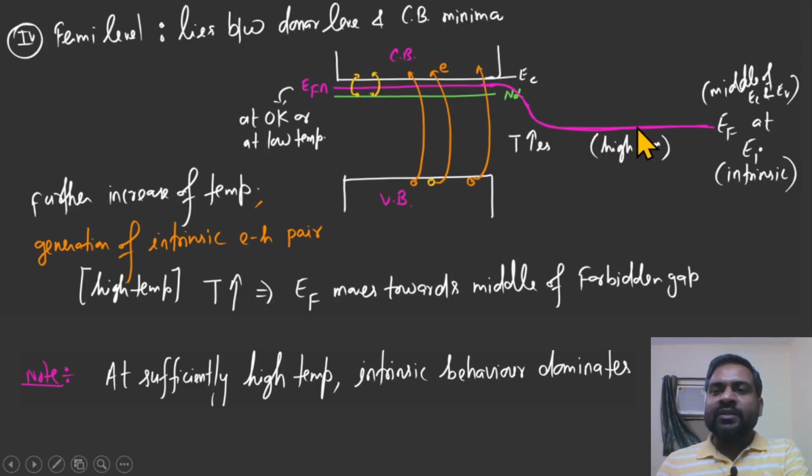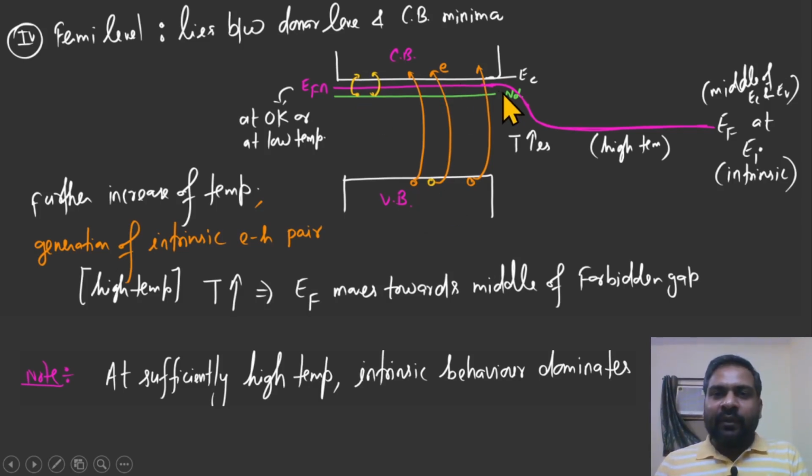Why is it shifting towards the center of the band gap? Because if we increase the temperature to a sufficiently high level, a large number of electrons will be generated from the valence band. That makes electron-hole pairs. That is, if an electron goes from the valence band to the conduction band, it leaves behind a hole. The number of holes increases, and electrons and holes are generated in the same number. Initially, at low temperature or around 0 Kelvin, only free electrons are generated, leaving behind the immobile ions. But at high temperature, holes are also generated.